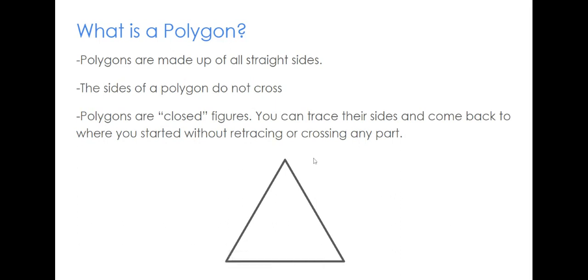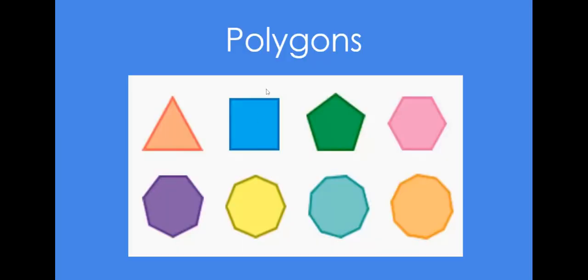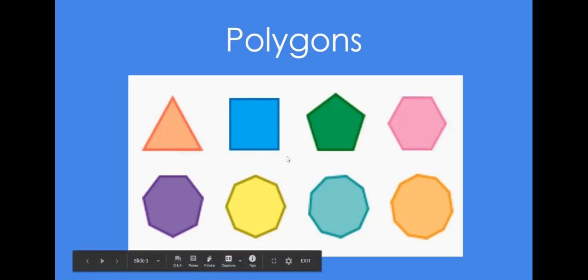So let's practice some of these. These are polygons. Notice how in none of these shapes do the lines cross. They're all straight lines and they're all closed figures. I'll show you more about closed in a second. So all of these are considered polygons.